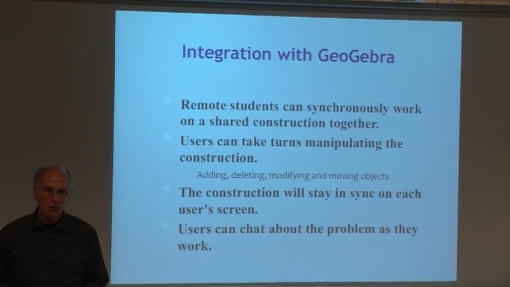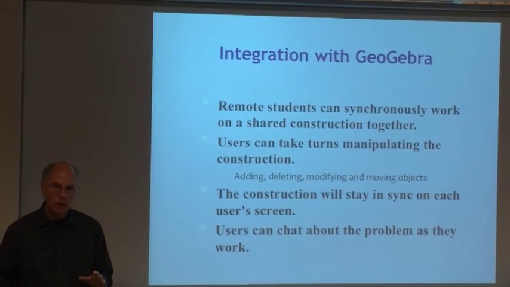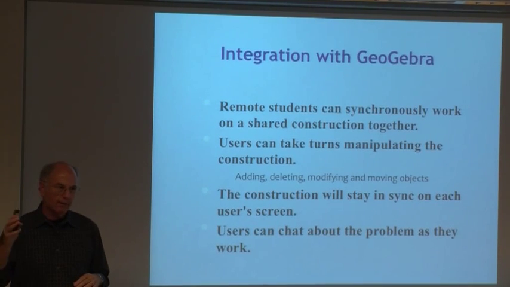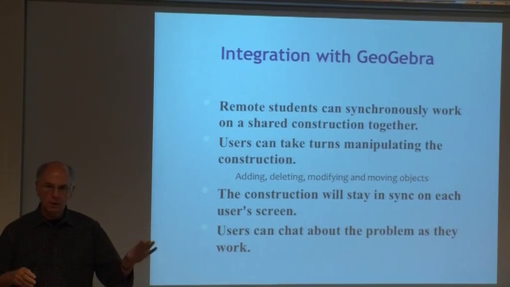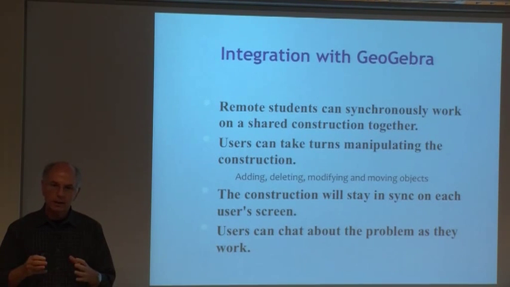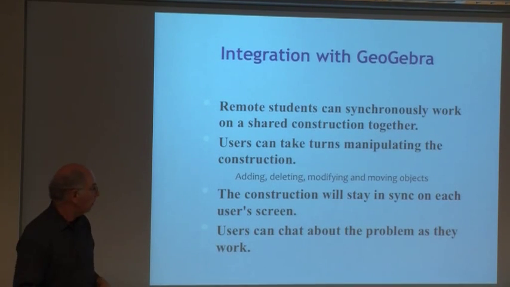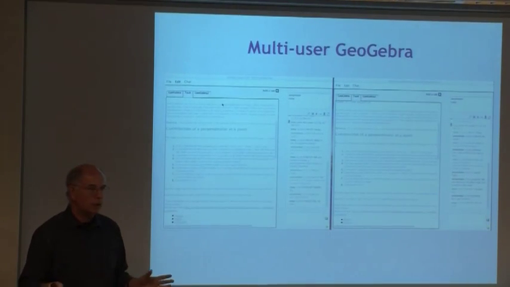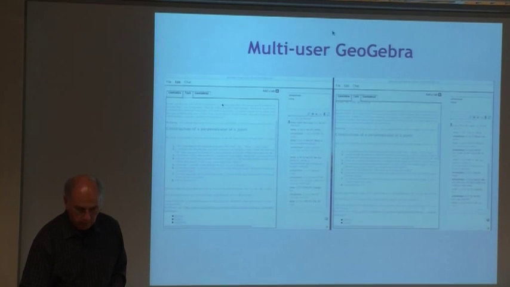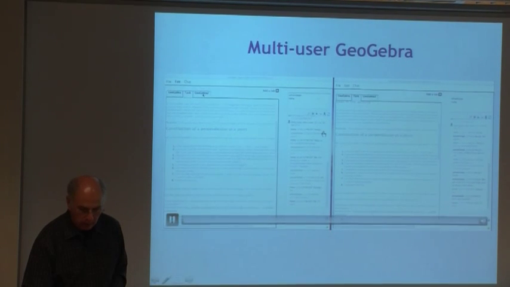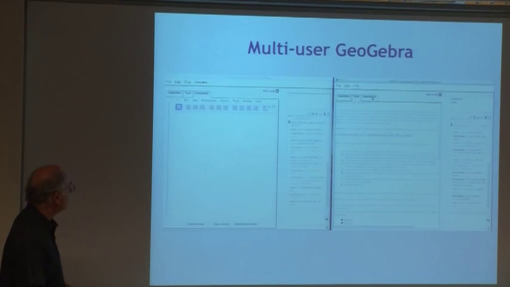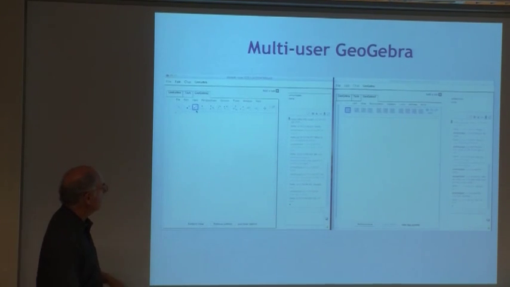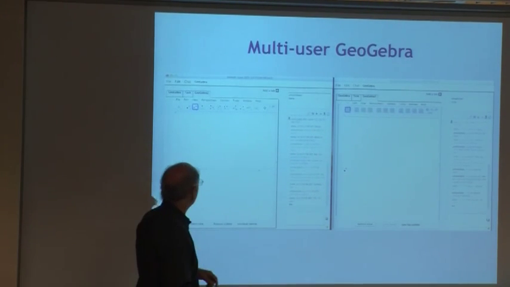And because it's multi-user, the students could be anywhere in the world. In theory, you could have a student in Sweden and a student in the US and a student in China working together in the chat room. And they would see what each other's doing. And here's a little video that illustrates that. So here are the screens of two students, and here's a list of the students up there.